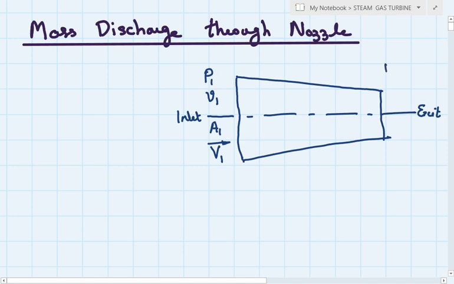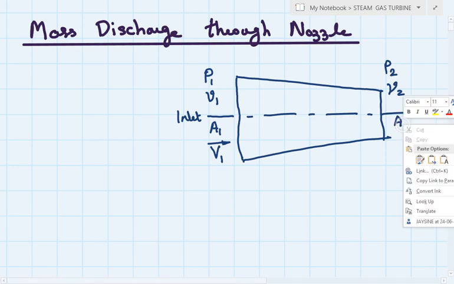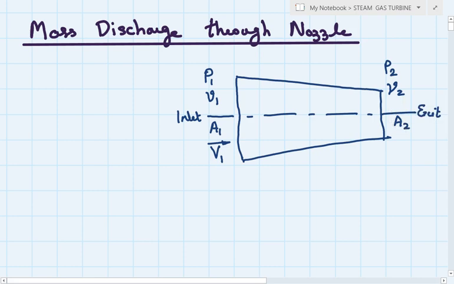Similarly, at the exit, the pressure at which the steam leaves the nozzle is written by P2, specific volume V2, area of the nozzle, and velocity of the jet of steam which goes out of this nozzle. These are the parameters involved.